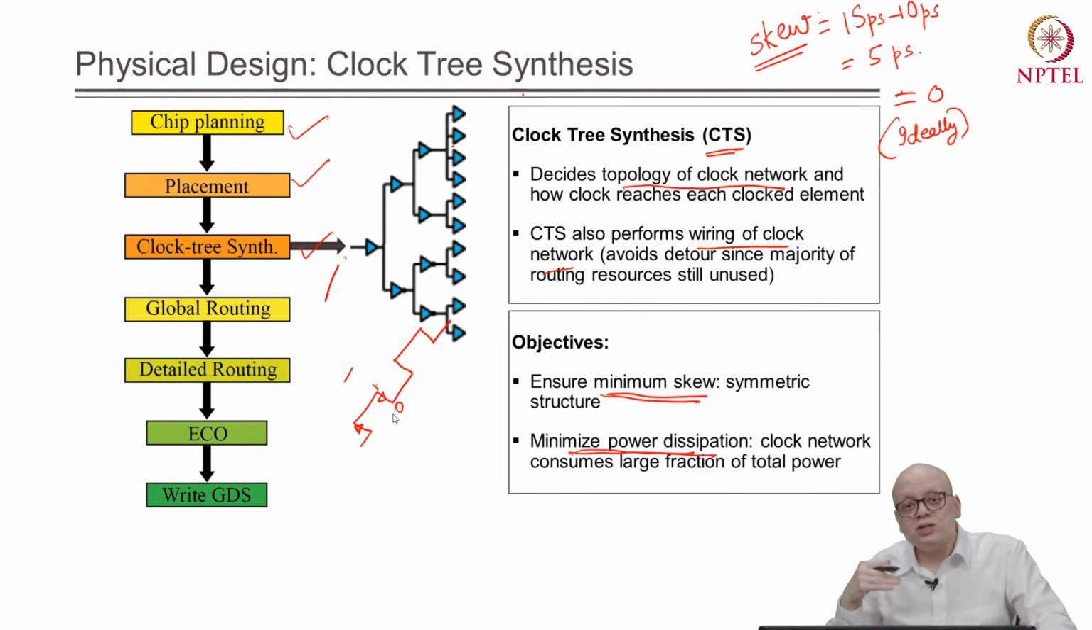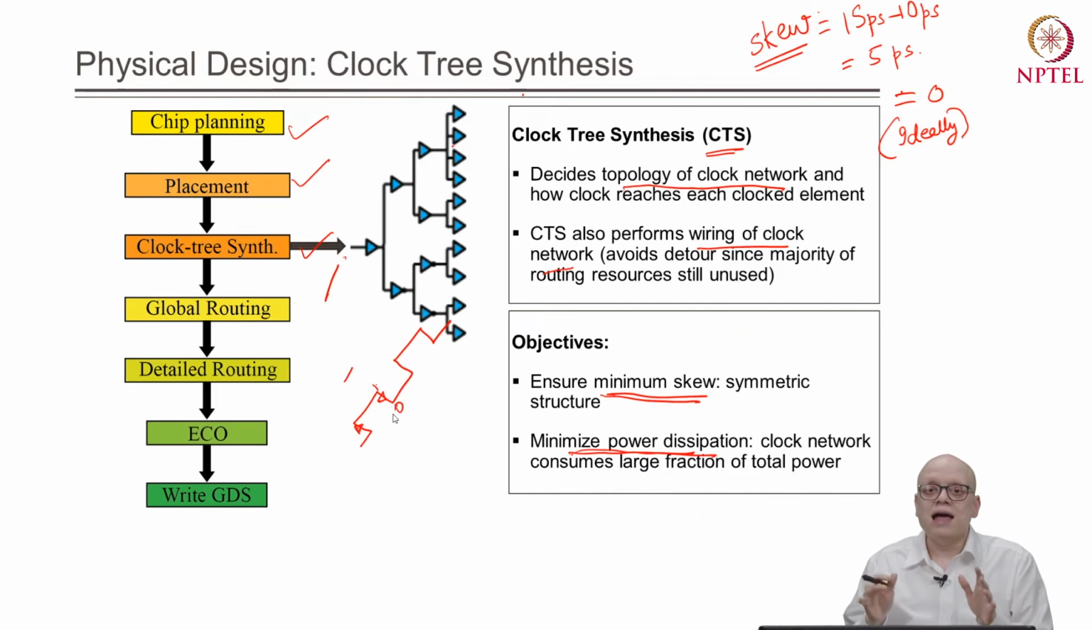So, there is a continuous charging and discharging of the capacitances on the clock network, and that leads to power dissipation. The clock network can consume power in the range of say 40% of the total power dissipation in a circuit. So, the clock network contributes significantly to the power dissipation of the entire circuit, and therefore the CTS tool must consider minimizing that power dissipation using some techniques.